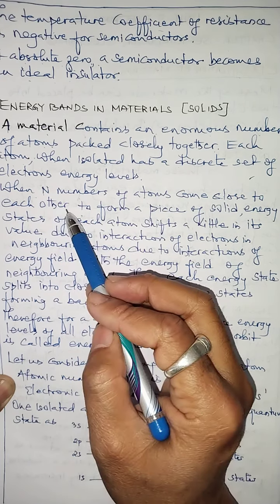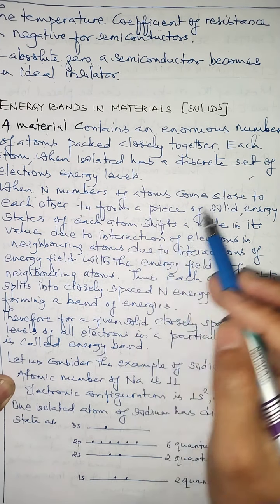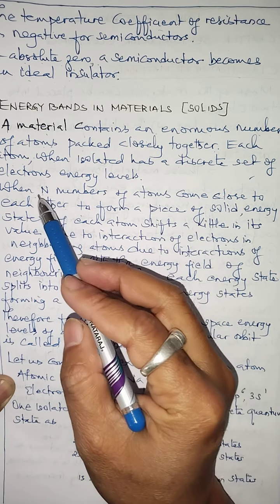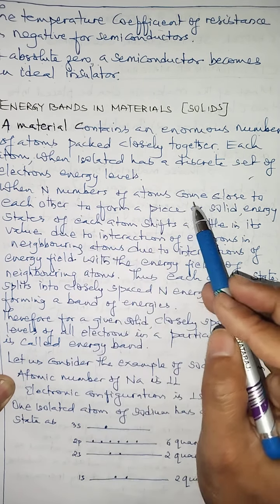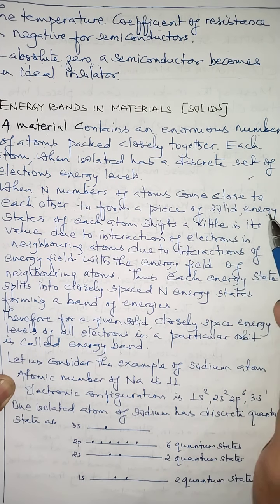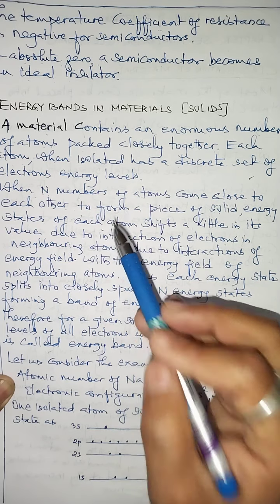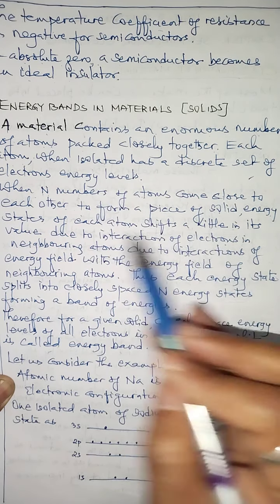But suppose n number of atoms come closer to each other to form a piece of solid. Basically, a solid is formed by a number of atoms which come closer to each other. So if I consider n number of atoms, and this can be any value, coming closer to form a piece of solid, then the energy state of each atom, which was discrete in the case of an isolated atom, shifts a little in its value.